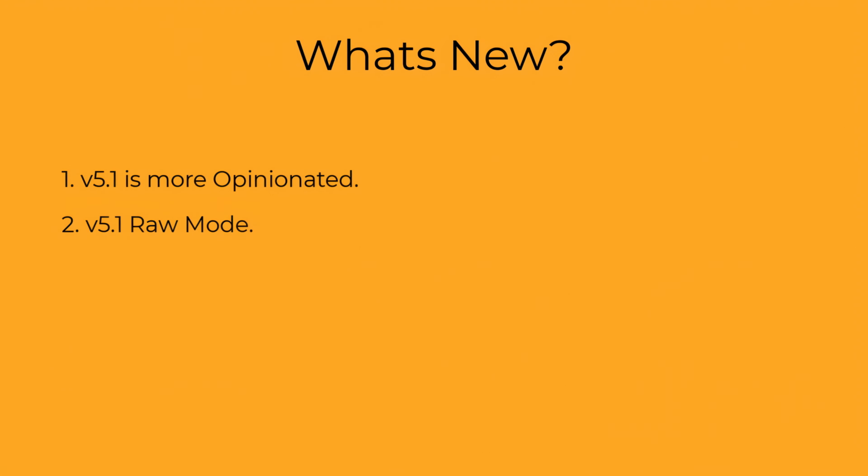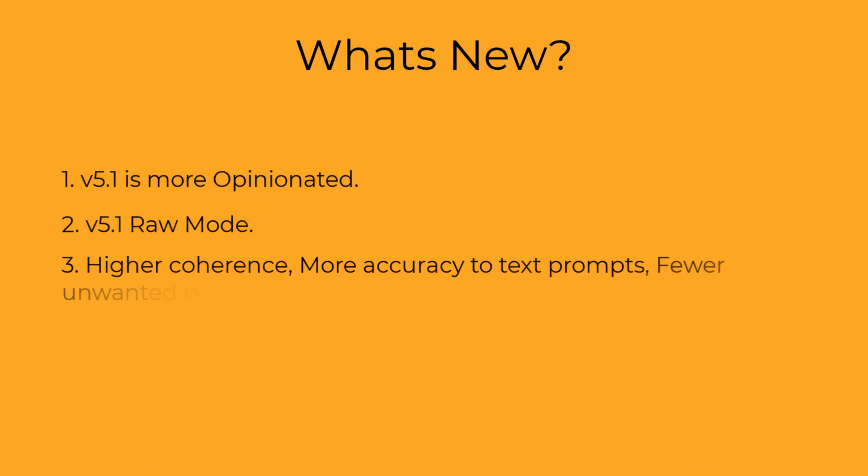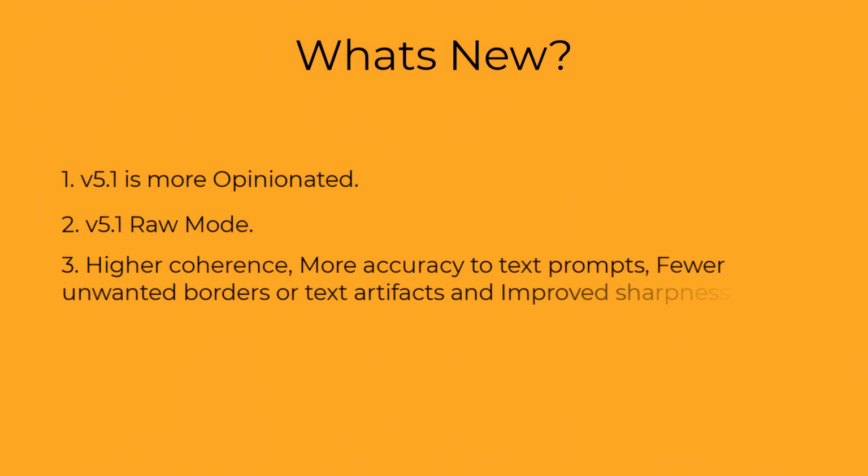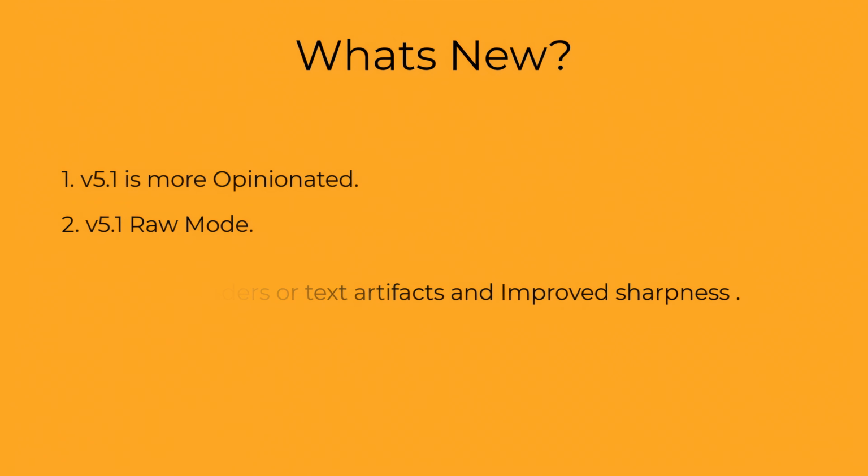The 5.1 RAW model adds improvement while working better with more literal prompts. From what I have tested, the RAW model is indeed unopinionated. It will generate results similar to version 5. So you'll have to make the prompts longer to get the desired results. Other improvements in version 5.1 include a higher coherence, more accuracy to text prompts, fewer unwanted borders or text artifacts, and improved sharpness.